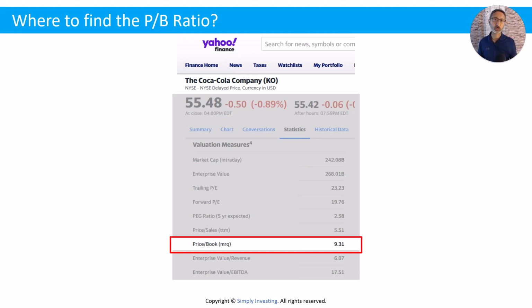MRQ, which stands for most recent quarter. That's fine. What we're looking for is the price to book ratio. So right there on the screen, you can see it. It says price/book. And the PB ratio for Coca-Cola at the time of this recording is 9.31. So that's how you can look it up very quickly for any company out there. And it is a good metric and an important metric to look out for.